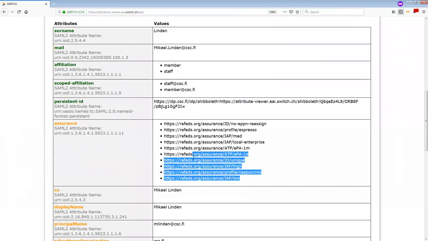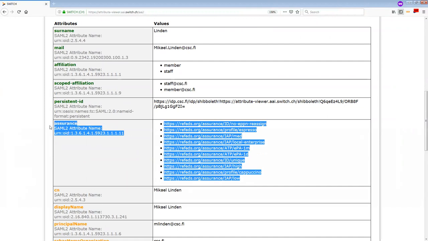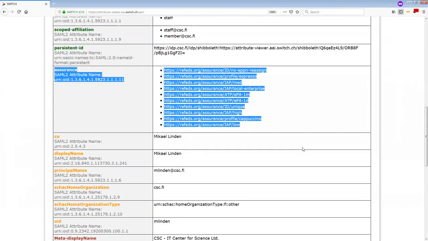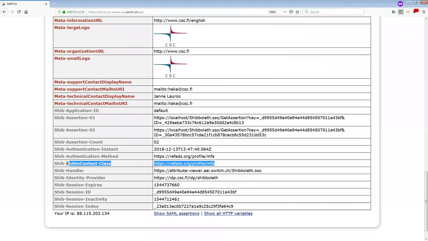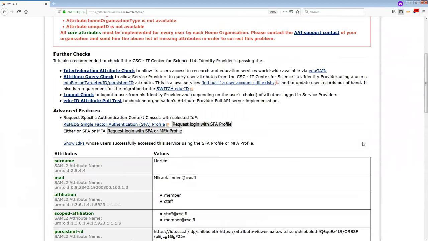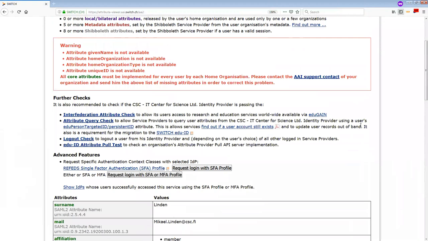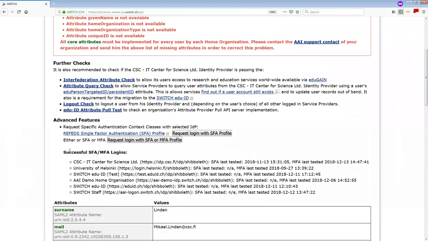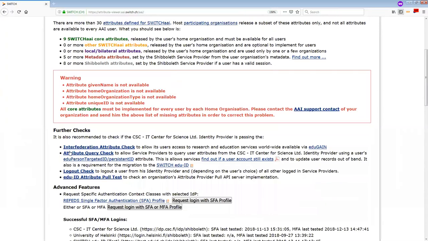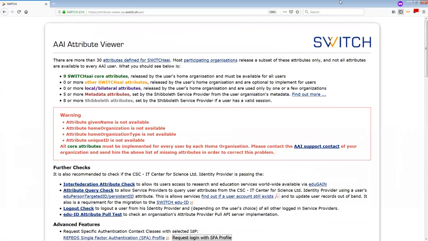It provides exactly the same EduPerson assurance attribute values, but now it delivers the authentication context class REFEDS MFA. And this attribute viewer, by the way, also manages a list of IDPs who have ever exposed the authentication contexts to this attribute viewer.